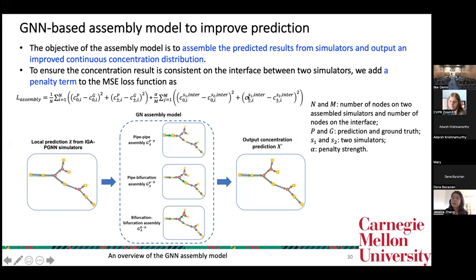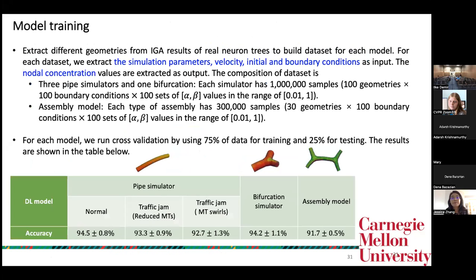So, we have only single pipe and bifurcations in our neuron tree. So in the assembly model, we have 3 types of assembly: pipe assembly, pipe bifurcation assembly, and also bifurcation assembly, because we observe sometimes the 2 bifurcations are very close to each other. So we allow bifurcation assembly.